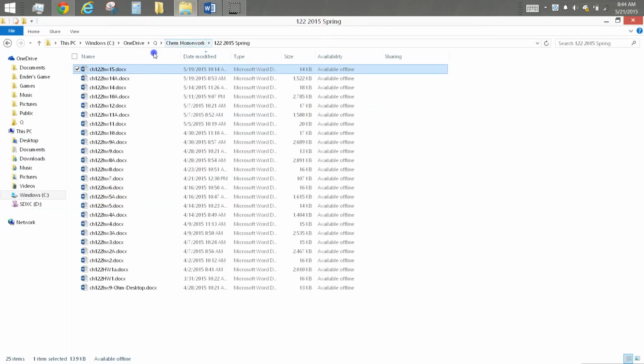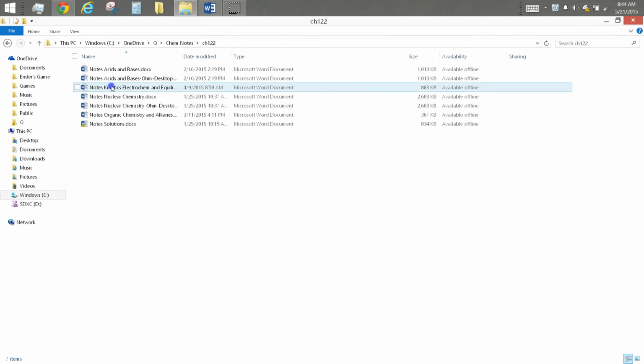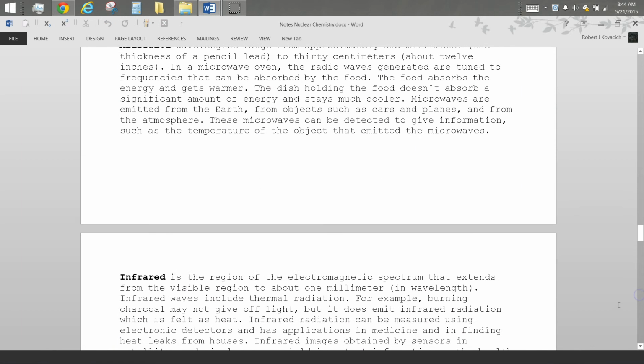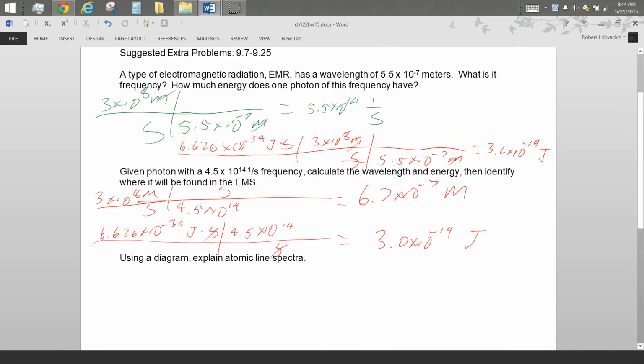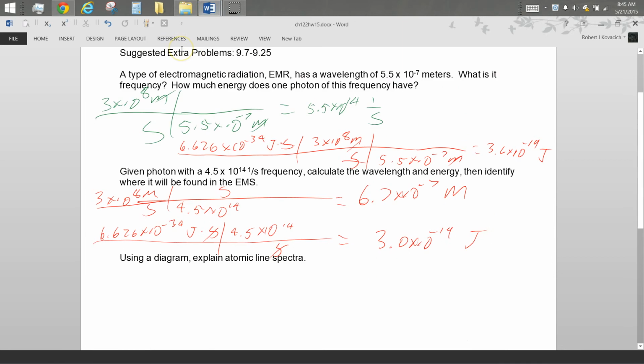Yeah, you're going to need to go back to the notes, and so notes 22. So what was it? 10 to the 14th for frequency. There's frequency, so 10 to the 14th is somewhere around here. So where would we be? Somewhere in infrared? Okay.